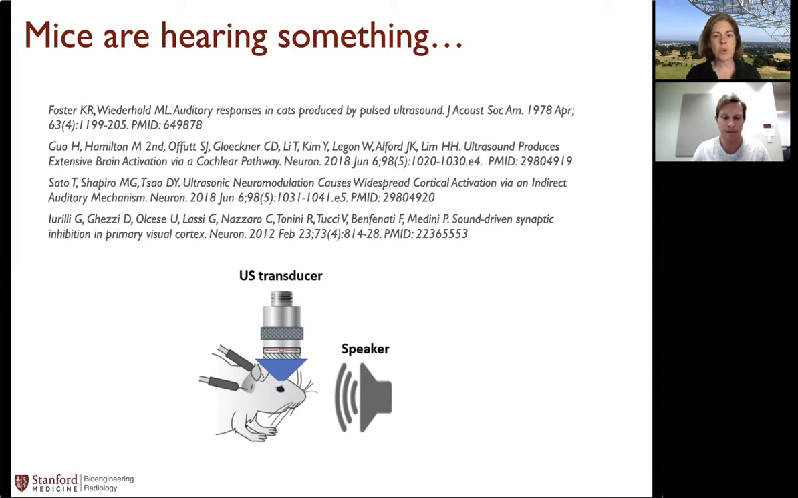So one of them showed that if you apply ultrasound to, I think it was a guinea pig, and you cut the nerve to the ears, then they no longer responded. And the other one was showing in mice, when they had some GCaMP imaging, that when you applied ultrasound to the brain of the mice, the GCaMP images showed that the auditory cortex really lit up, and not necessarily the area right under the focal spot.